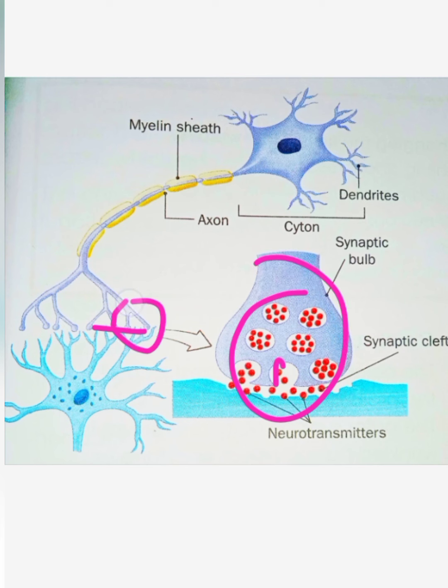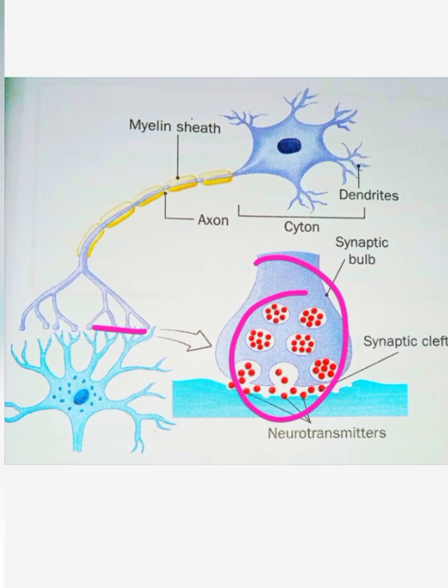Synapses are present here, and they have openings from which the neurotransmitters come out. So at the synapse, the neurotransmitters are released, which sets a new impulse in the dendrite of the next neuron. Like we can see, it's opening here, so it transmits the new impulse in the dendrites of the next neuron. In this way, the nerve impulse is transmitted from one neuron to the other neuron in one direction only.